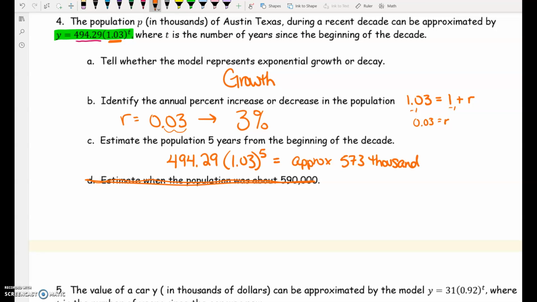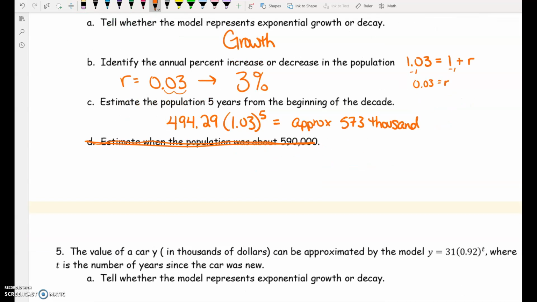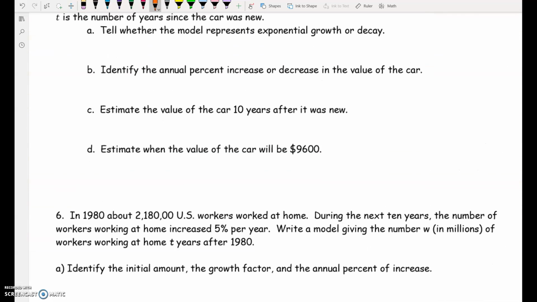Now this last question, estimate the population when the population was about 590,000. Personally, I don't like those because that's like guess and check. You have to guess a number of years and plug it in, and that just seems very unscientific and kind of a waste of time, so we're going to skip it. Moving on to the next page.